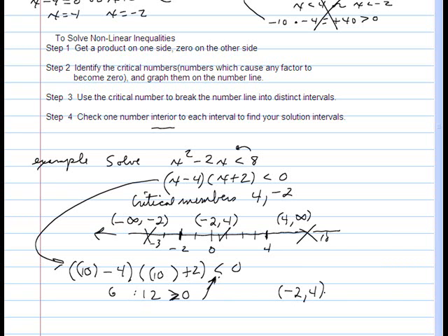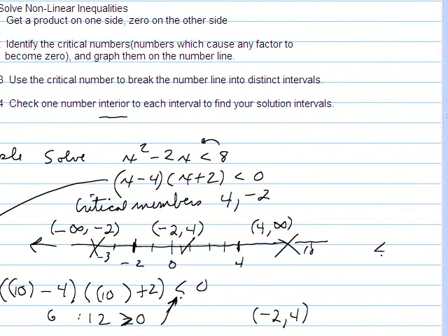Now one comment. If this, instead of being less than, had been less than or equal to, then my solution would have been negative 2 to 4 with square brackets rather than round brackets. And that completes the podcast.